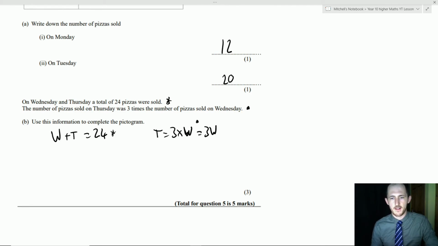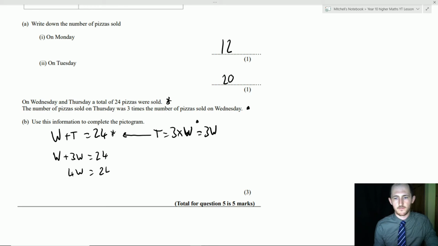Good. Okay. So now if I put this straight back into this equation, T is equal to 3W, so I have W plus 3W equals 24. So 4W is 24. Divide by 4. 24 divided by 4 is 6. That's one way to do it. Does anyone want me to show them a different way, not using algebra? So that's one way to work out how many pizzas were sold on Wednesday.